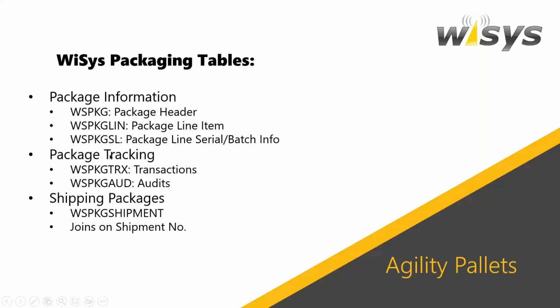So first we have WSPKG. That's our package header table. So think of this very similar to something like a sales order in SAP Business One. The header is going to be the base information for the package as a whole. So that's going to be things like that package number that we just looked at, the bin the package is assigned to, the package type, that type of information.